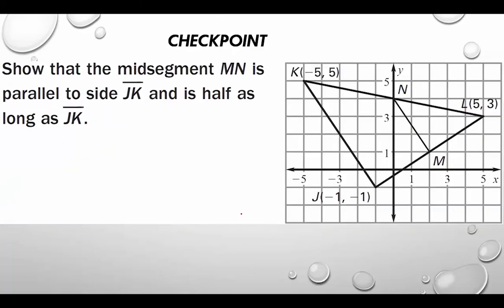All right, it's your turn. I want you to answer checkpoint problem number 1 and 2. Checkpoint problem number 1 says, show that the midsegment MN is parallel to the line segment JK and is half as long as JK. So very similar to example 1.